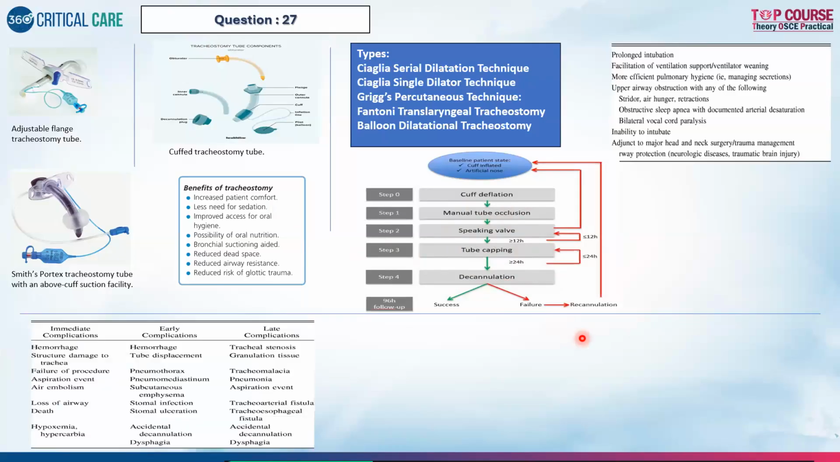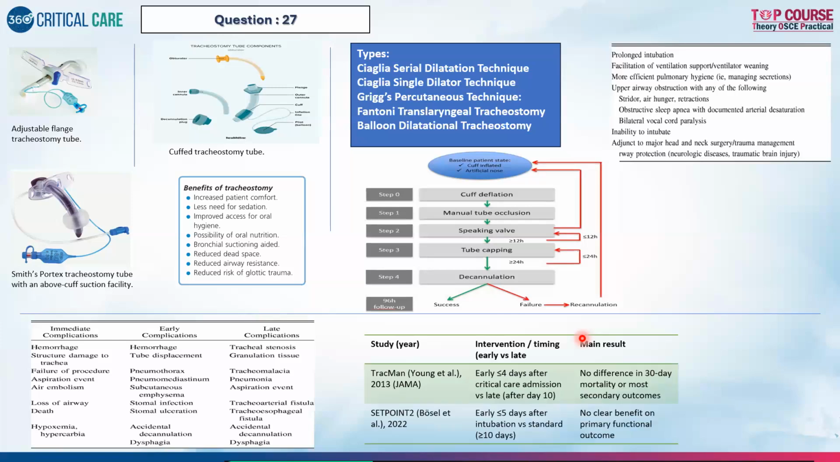When we talk about complications for any kind of instrument, whether it is an IABP or a tracheostomy tube or anything, please know that you need to systemize your answer by telling early complications or late complications, or pre-procedure, sorry, intra-procedure complications and post-procedure complications. So whenever you're answering, divide your answer in a systemized manner in the exams. And the evidence for the tracheostomy comes with the TracMan, the SETPOINT2, and the TRACHUS trials. So that might be asked.